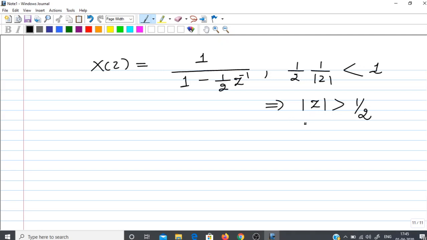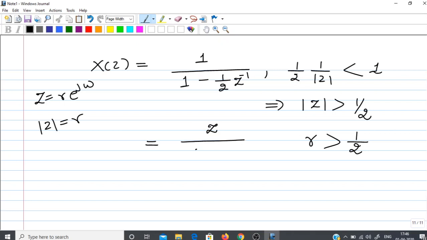So this mod of Z, what is this? You know this Z is a complex variable, R e to the power j omega. So what is the mod of Z? Mod of Z means R. So R is greater than half. And if you want to remove Z inverse and write the expression in terms of Z, the same expression can be written as Z upon Z minus half, provided mod of Z, which is R, is strictly greater than half. So this is the Z transform of half to the power n u[n].